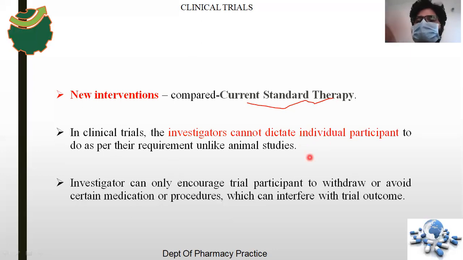unlike animal studies, right? So this point clearly says any researcher or investigator is nothing but a person who conducts the clinical trial. He cannot dictate a subject who is part of clinical trials to do like this or like that, just like a dictator rule. Those things cannot happen. Here, the subjects have 100% individuality. If they want to be a part, they'll be a part. If they don't want to be a part, they can leave at any time of the clinical trial, even at the final stage.